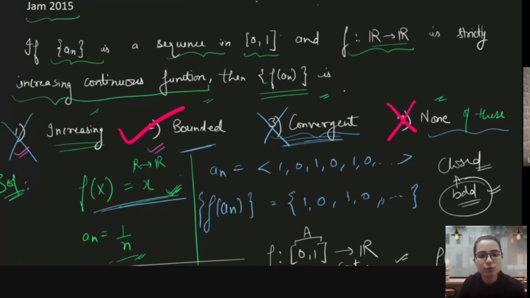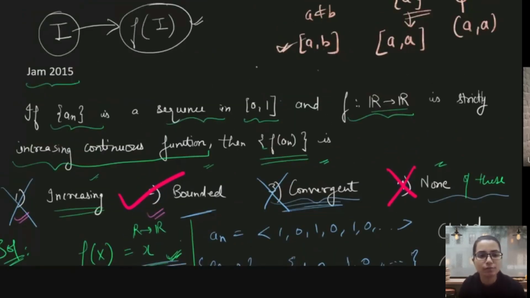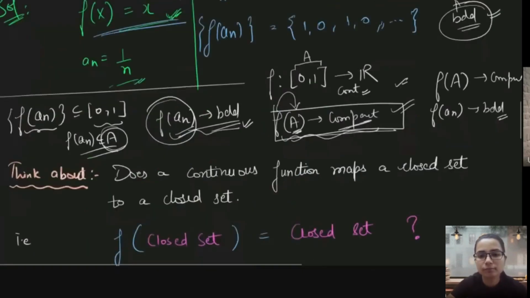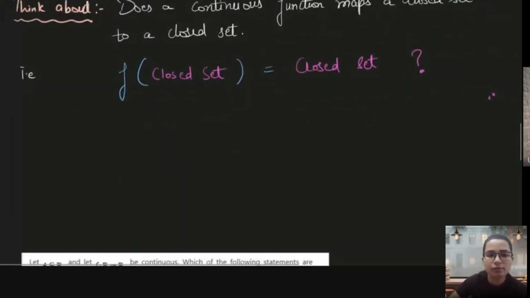So in the second option, I used what? The boundedness theorem or the compactness theorem. This was, I think, maybe a JAM question or a TIFR question. This was a nice question. Okay. Can we move on to the next question?